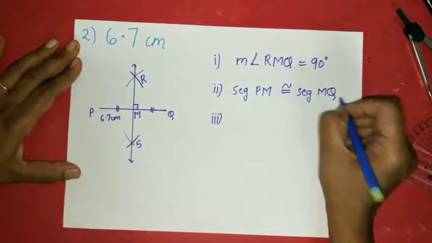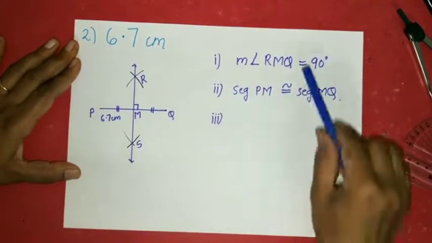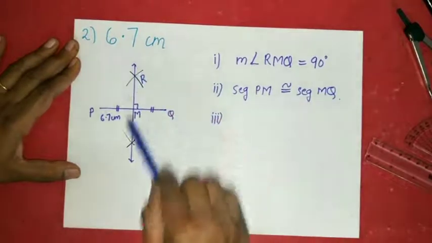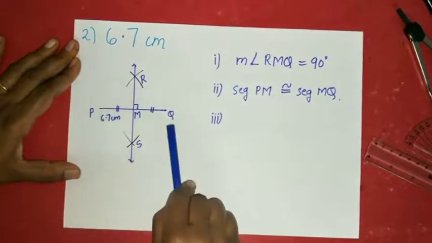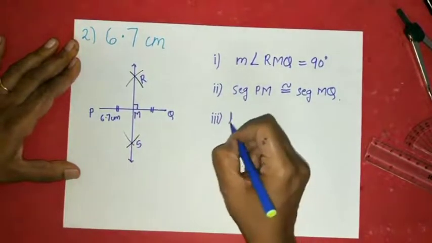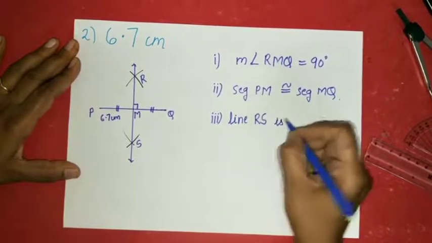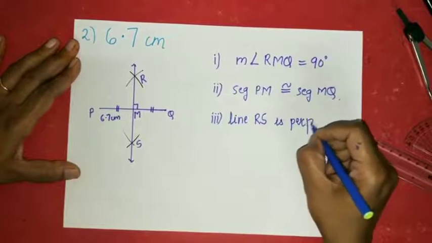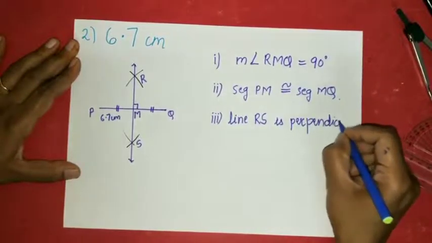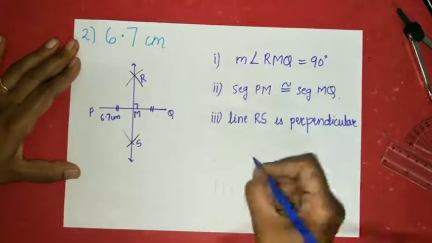Then the third, from these two we can say that line RS is perpendicular bisector of segment PQ. So we will write it here. Line RS is perpendicular bisector of segment PQ.